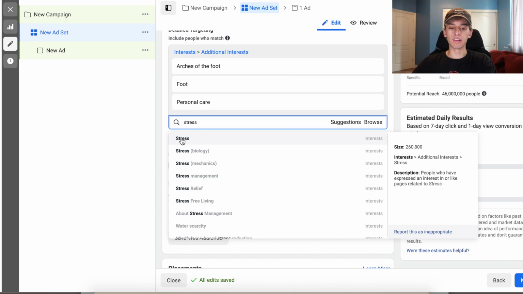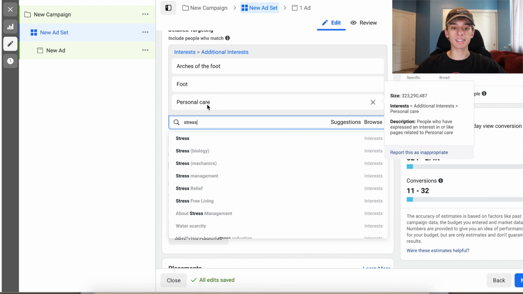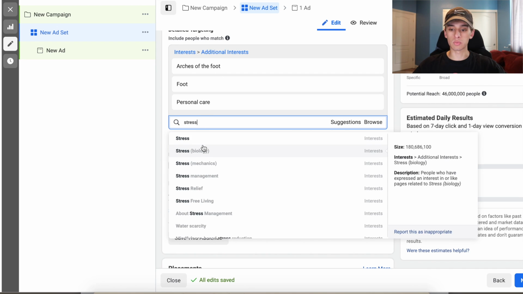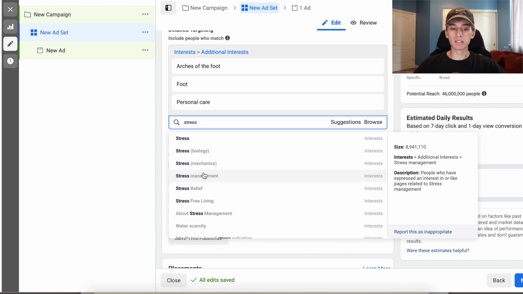Hopefully you guys are getting a good understanding of why I'm typing this stuff in. It's very basic, okay? So someone's using a foot massager. They may be looking up the term foot, they may be looking up personal care or anything in regards to that, and they may have issues with the arches of their foot. They also may have stress, which is why stress could be a good interest. So stress management, stress relief. I'm just trying to look for the biggest interest. So we may be able to do stress management.